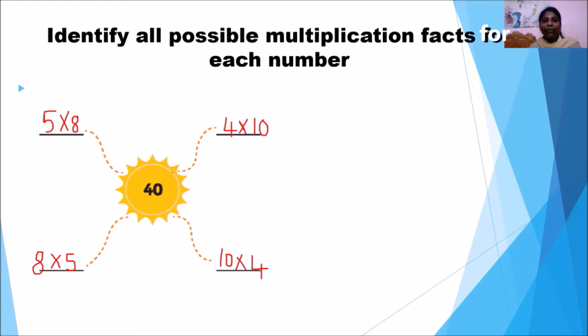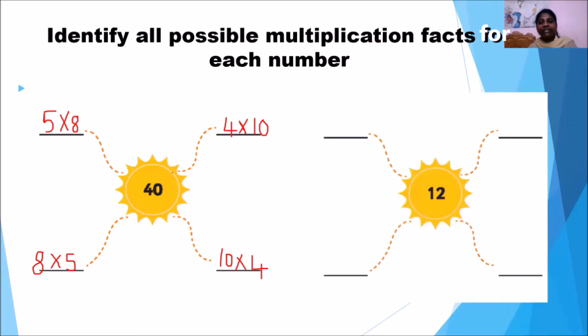Let's do it for one more number. The number is 12. 12 is a very easy number. First check in the 2 table. 6 2s are 12. 2 6s are also 12. Third table. 4 3s are 12. Then 3 4s are also 12. Very good children. We find out the possible multiplication facts for the numbers.